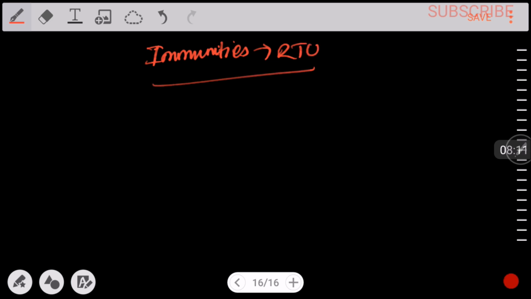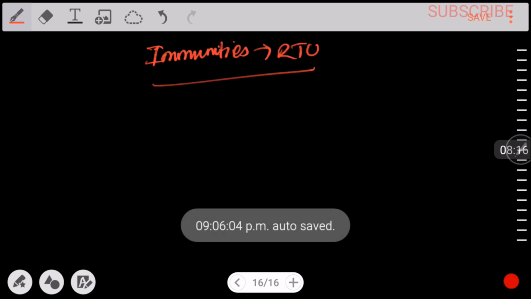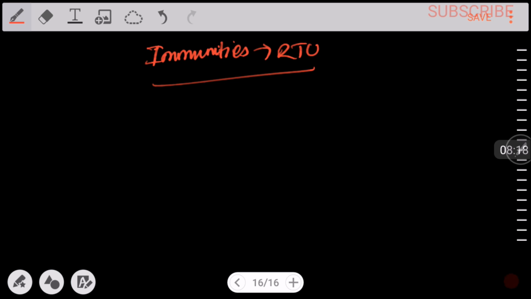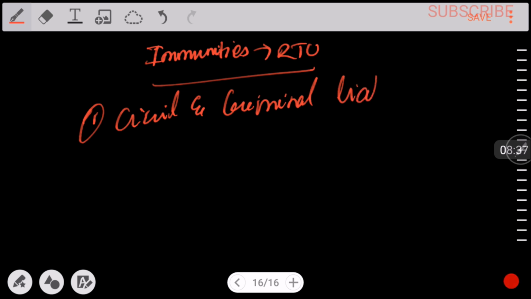Now we will discuss immunities provided for registered trade unions. This is a very important question. It has been asked several times in the OU examinations. Discuss the immunities available to the trade unions from civil and criminal liabilities.